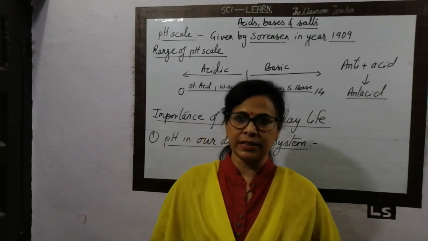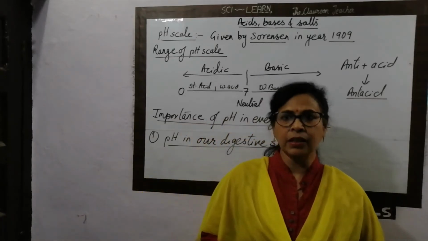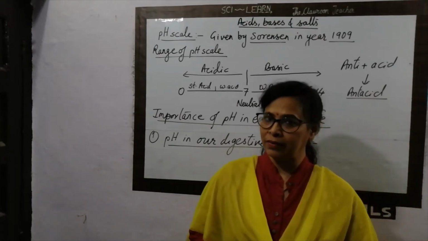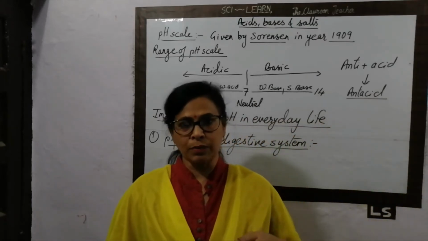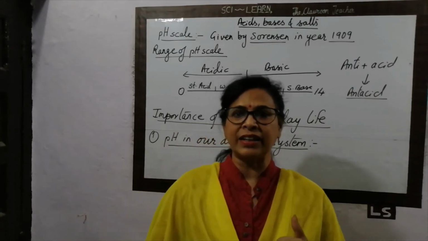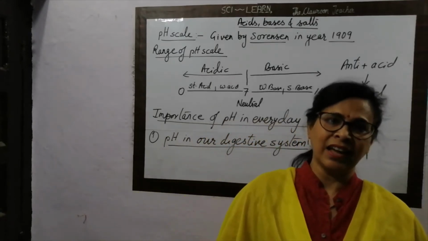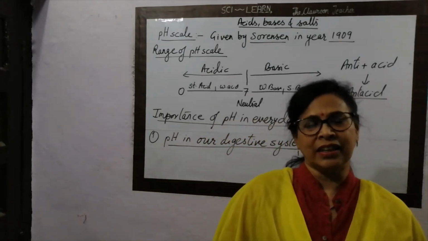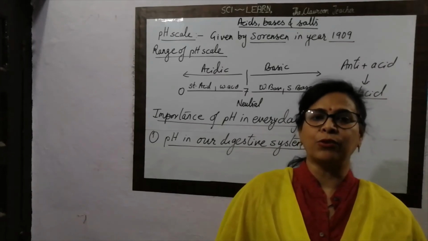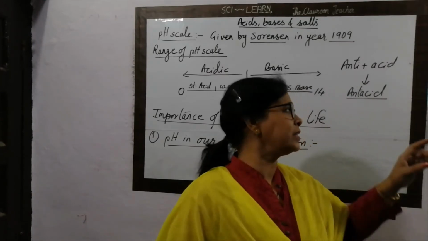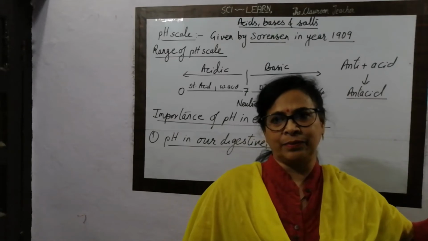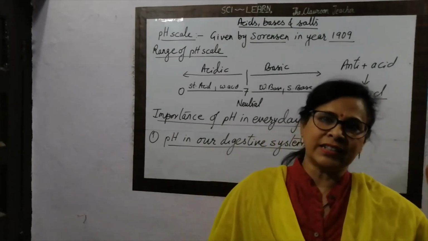In our digestive system, if it becomes acidic, it produces problems in our stomach. It causes problems in the form of pain, irritation, burning, etc., and that is called acidity. And to correct that problem, we have to use some bases, and those bases are called antacids. The pH in our digestive system.